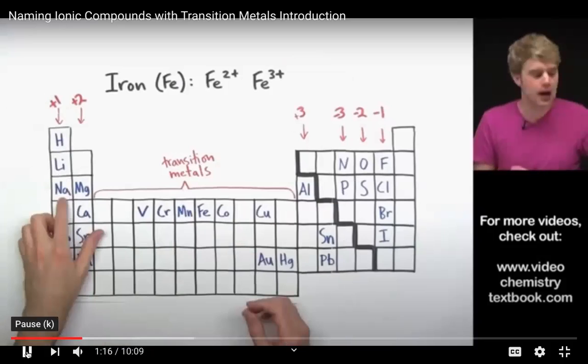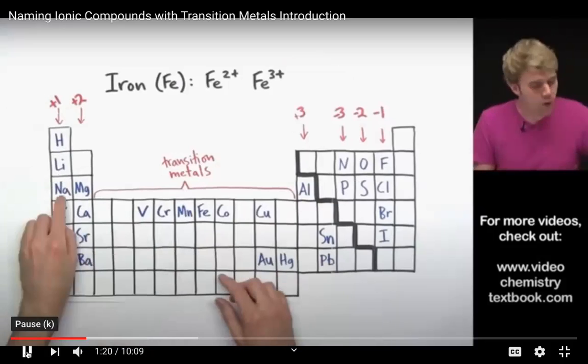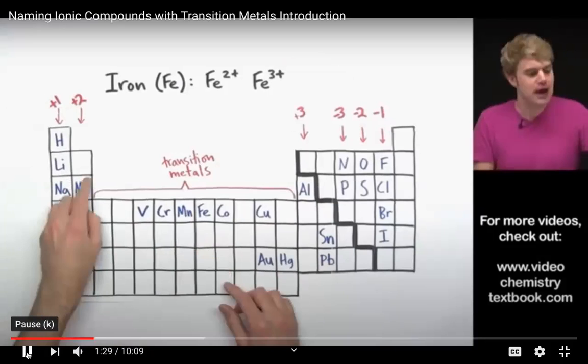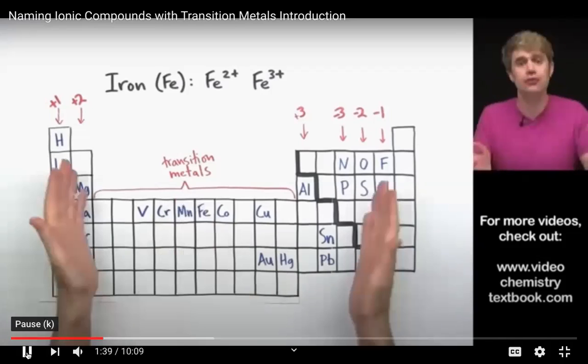And so when sodium is in an ionic compound, it always makes an ion with a 1+ charge. Magnesium here is in this 2+ column, so when it is in an ionic compound, it makes a 2+ ion. But the transition metals can make a wide variety of different ions with different charges. Some of them can even make 4 or 5 different ions, each with a different charge.